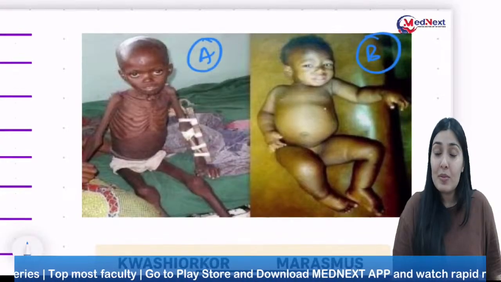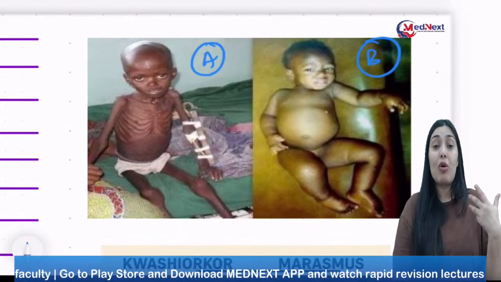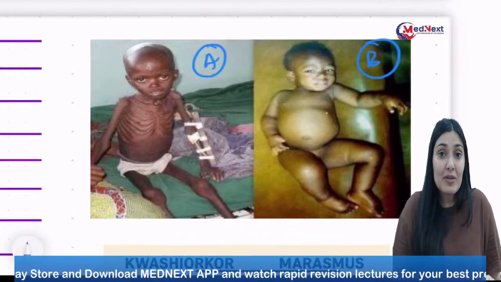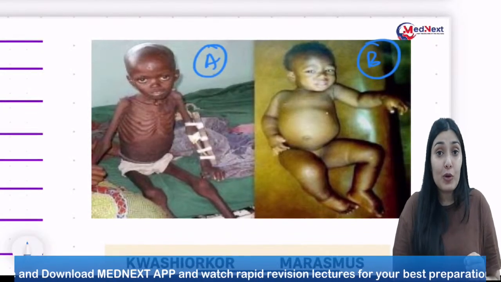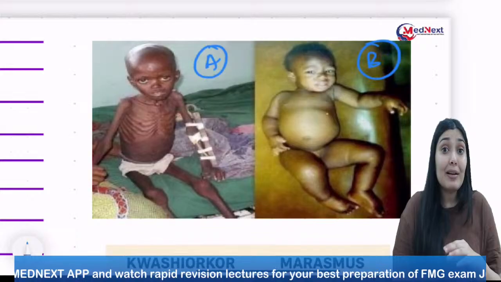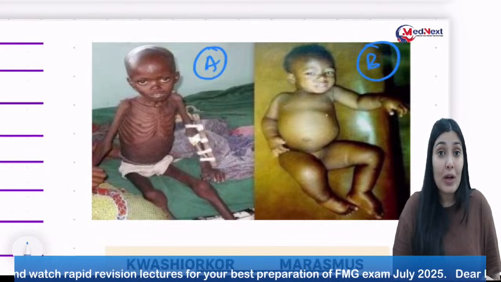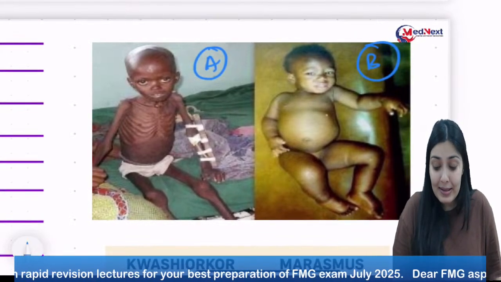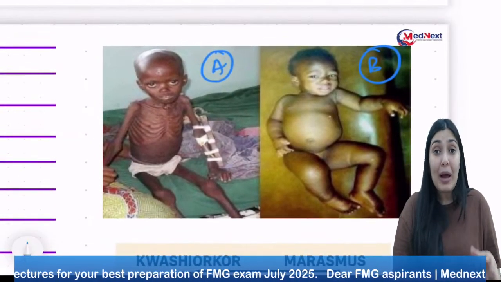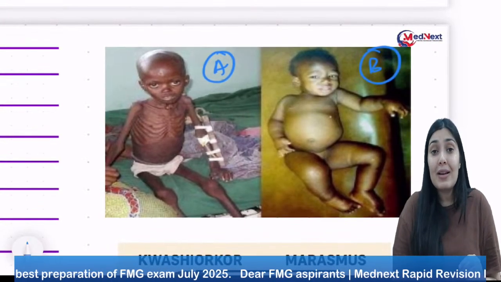So which is kwashiorkor, which is marasmus? Baby A is the marasmus baby, where the baby has been using all the resources of his body and now has turned into skin and bones. Can you notice this baby is very alert? If you offer food to this marasmus child, this child is going to have a voracious appetite and will eat a lot of food. If the normal appetite of this age child is one chapati, he might eat 3 or 4 chapatis, right? On the other hand, B, the kwashiorkor child, very apathetic child, lying listlessly on the bed, right? Won't be interested in having food.